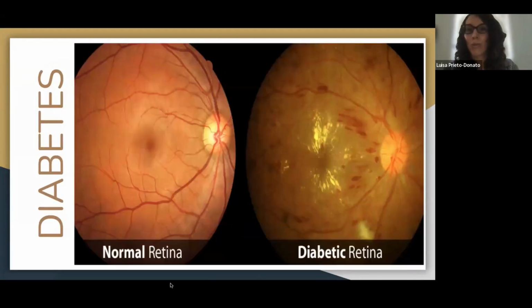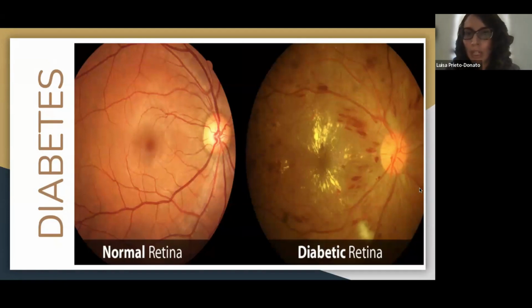Moving on back to the back of the eye, which is called the retina. Diabetes is a big one, and hypertension, high blood pressure that can affect the blood vessels in the back of the eye. So on the left, we see a normal retina. We see nice and healthy blood vessels. When you have diabetes, these blood vessels kind of become a little weak and they can leak. And so what we end up seeing is a lot of blood in the retina, as you could see in the picture on the right.